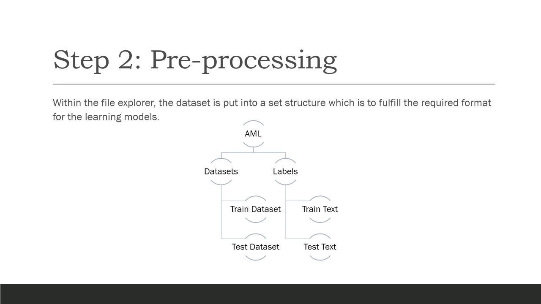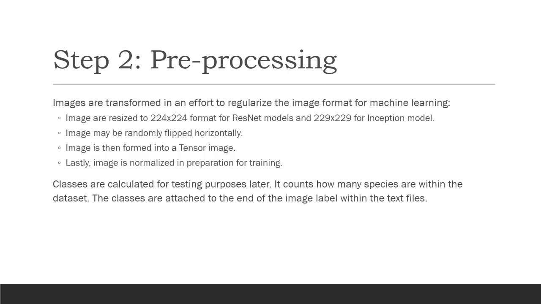Then we move on to step 2, which is pre-processing. Within the file explorer, the dataset is put into a set structure to fulfill the required format for learning models. Within the AML folder, there are the datasets and the labels. Within them, there are also the training and test files, respectively. Images are transformed in an effort to regularize the image format, which is resizing to 224 times 224 for ResNet models and 229 times 229 for Inception models. Images are randomly flipped horizontally and then formed into a tensor image. Lastly, the image will be normalized in preparation for training.